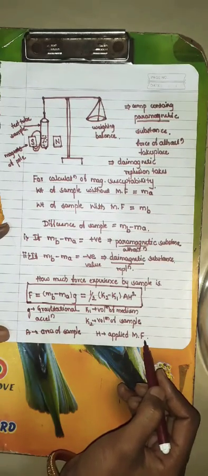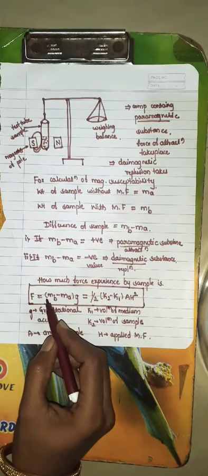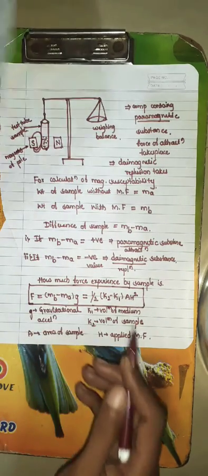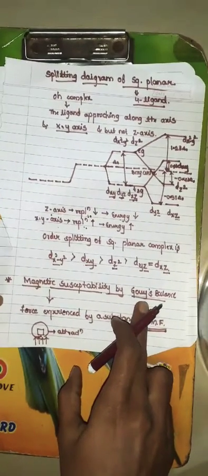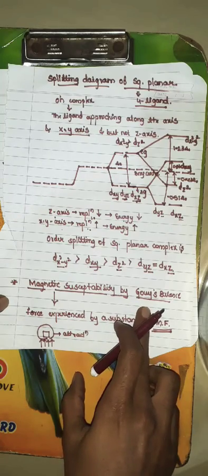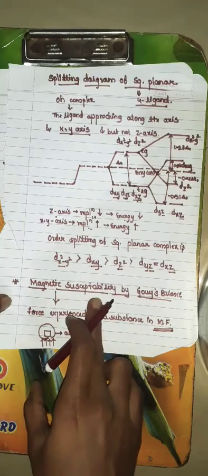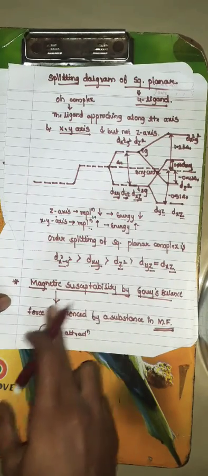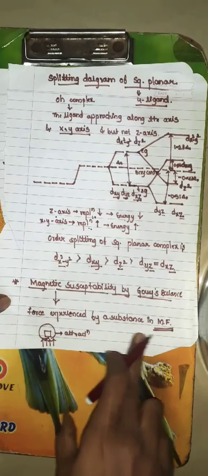This experiment was done by a scientist named Guy. That's why it is called the Guy balance. It is used for the determination of magnetic susceptibility, or the force experienced by a substance in a magnetic field, which is called magnetic susceptibility.